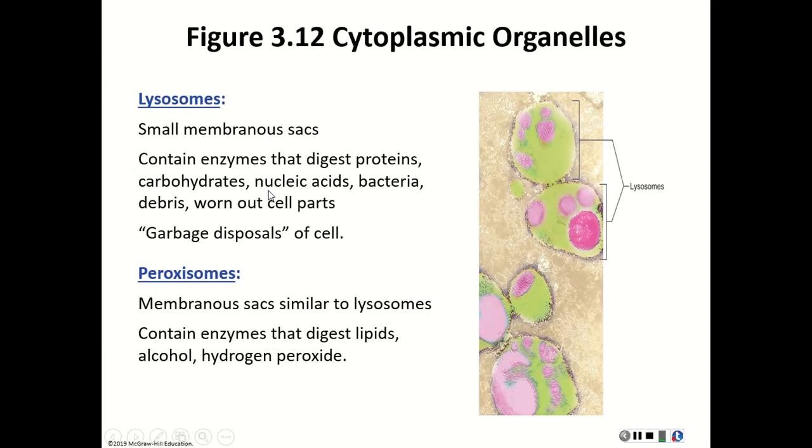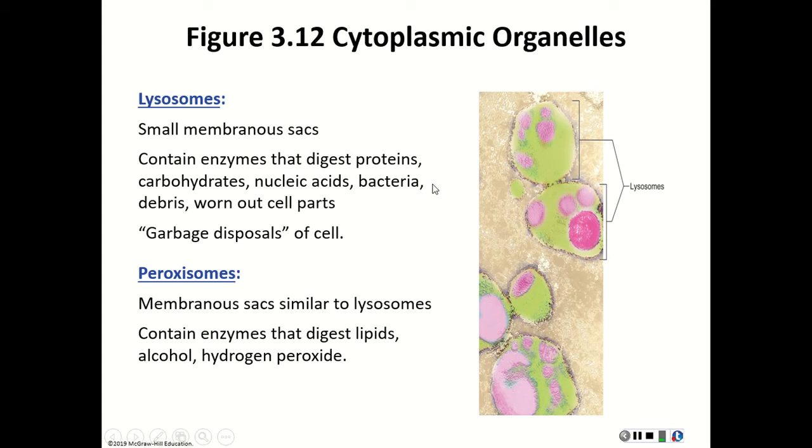Lysosomes and peroxisomes. Now these are different vesicles. So they are membranous sacs. In the case of lysosomes, they have enzymes that'll digest proteins, carbs, nucleic acid, bacteria, debris, and worn out cell parts. So as some of these organelles age and die, the cell would use the enzymes found in these lysosomes to digest them and get rid of all of that debris and worn out cell parts.